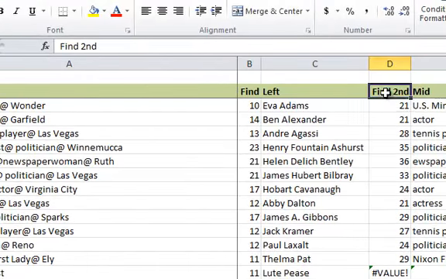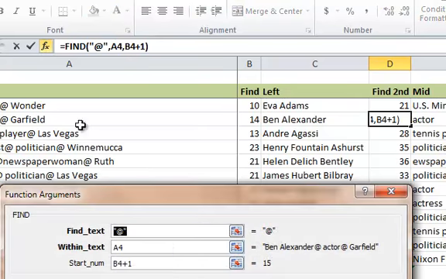Second, I need to find that second @ symbol now, right? Because I want to figure out where the career stops. So to do this one, it's a similar idea to the first one, with 1 additional parameter. Again, look for the @ symbol in the string A4, but now I filled in the optional parameter down here, start number. If you leave that blank, it starts at the far left, or in position 1. But I'm saying, no, don't do that.